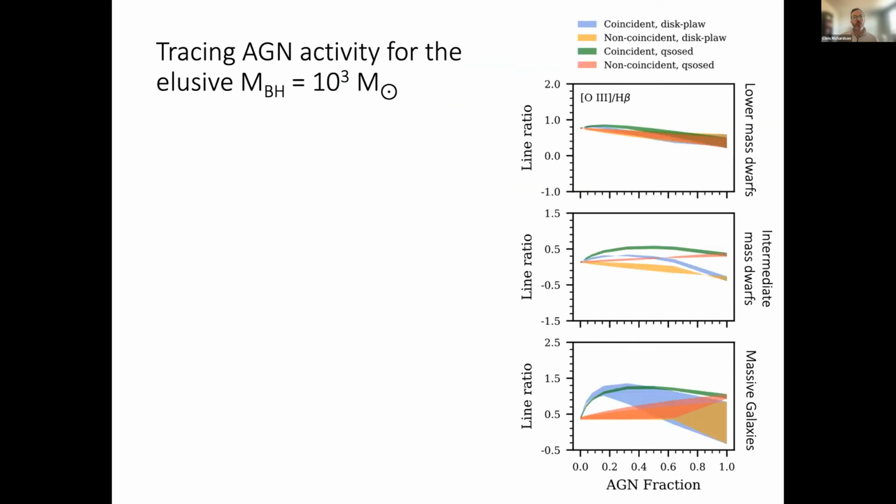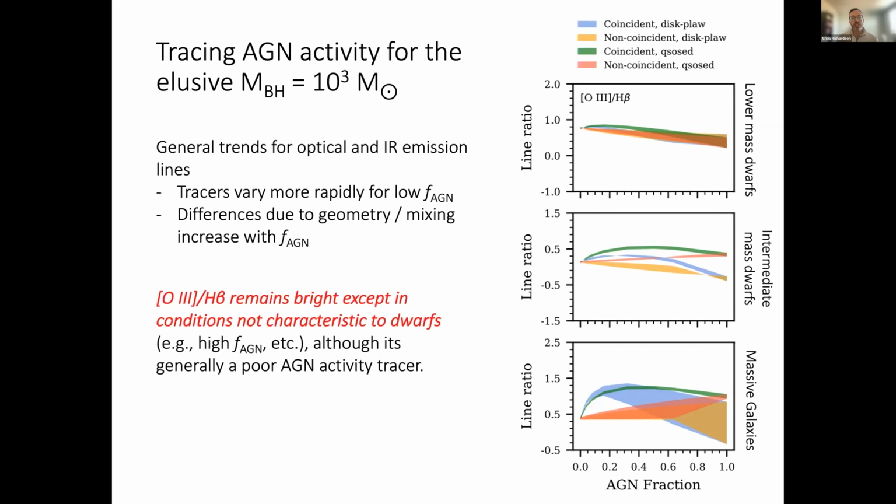One more interesting case is examining AGN activity for black holes that are around 10^3 solar masses, since these are particularly elusive. On the right, I have the same sensitivity diagrams, but now as a function of galaxy mass, so it's increasing as you move downwards. There are several interesting trends to note, but one thing I want to point out is that we find that O3 over H beta remains bright in conditions that are physically characteristic of dwarfs. That's in contrast to Cann et al., who find them to be unobservable. So that means there's hope that SDSS has already observed this activity.